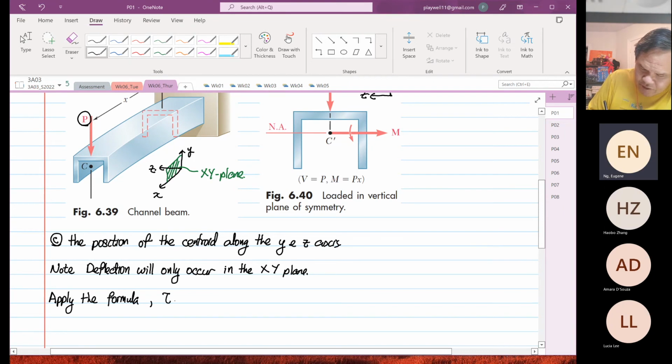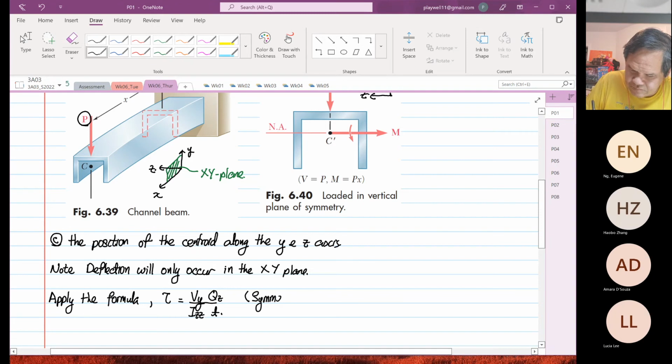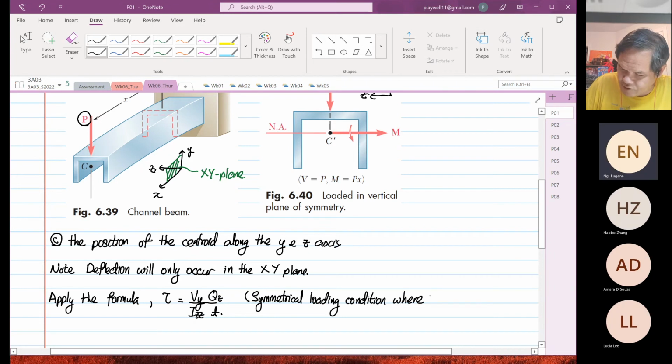The shear stress is equal to Vy over Izz, Qz divided by t. And this is only valid if we have a symmetrical loading condition, where deflection only occurs in the XY plane. So this is what we call symmetrical loading.